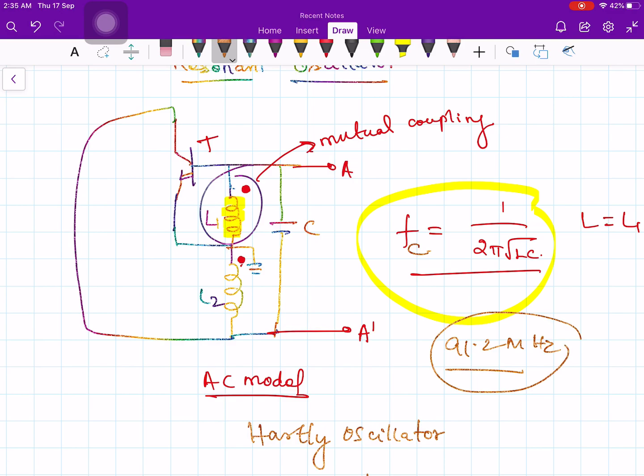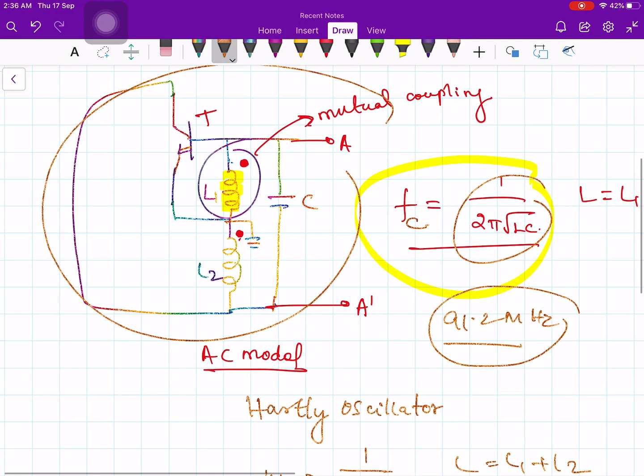But our issue is, how can I convert this circuit so that the output changes with respect to the message signal? What features do I need to have in this circuit? Of course, your resonant frequency is 1 over root of LC. Either you make L a function of your m(t), right?